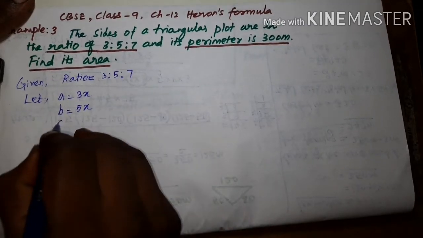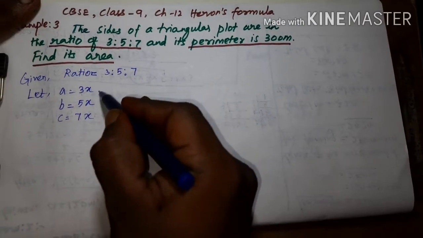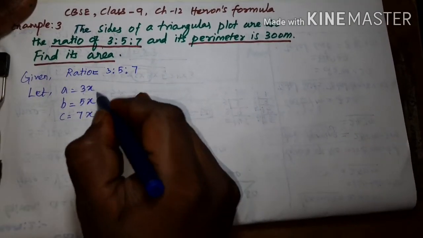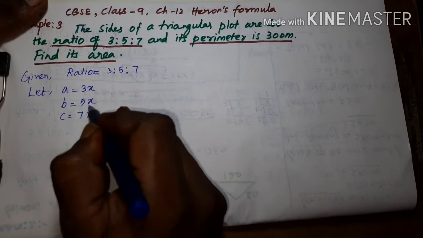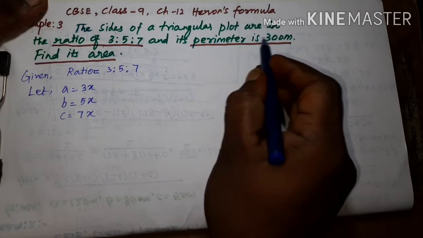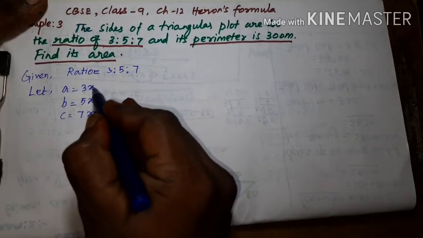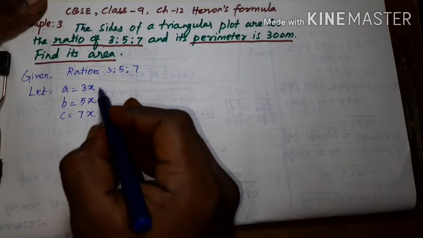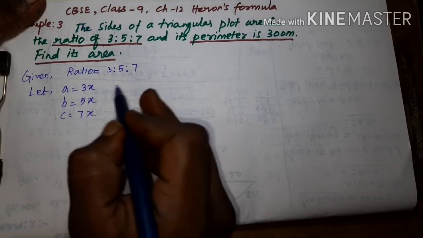And the third side value is 7, so I'm going to write it as 7x, and these are all the three sides values. Now I know the three sides values here. Next we need to find the value of x. They have given that the perimeter value is 300 meter. So by using the perimeter value we need to find that common value, and we should multiply that common value in each ratio, and we will get the exact value of the sides.